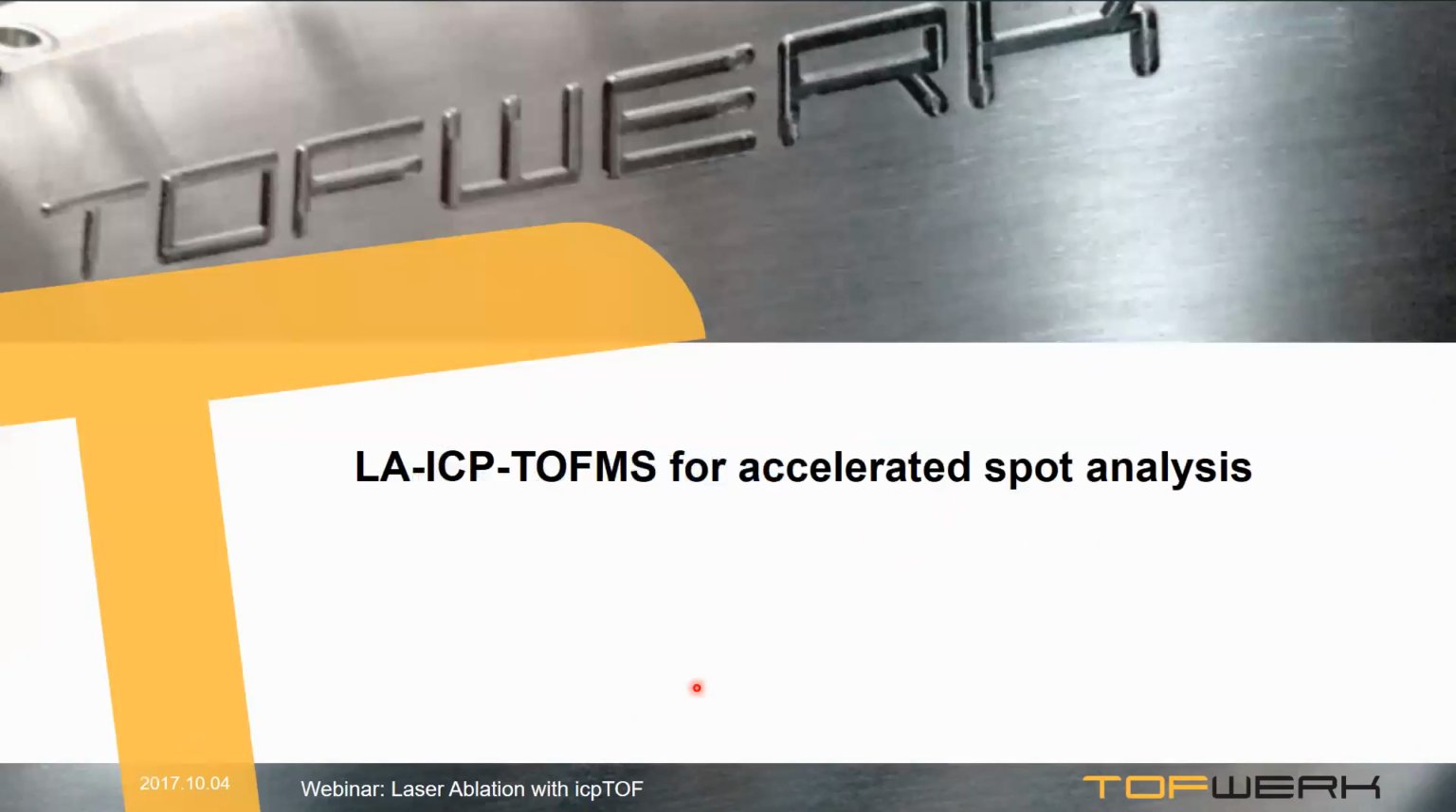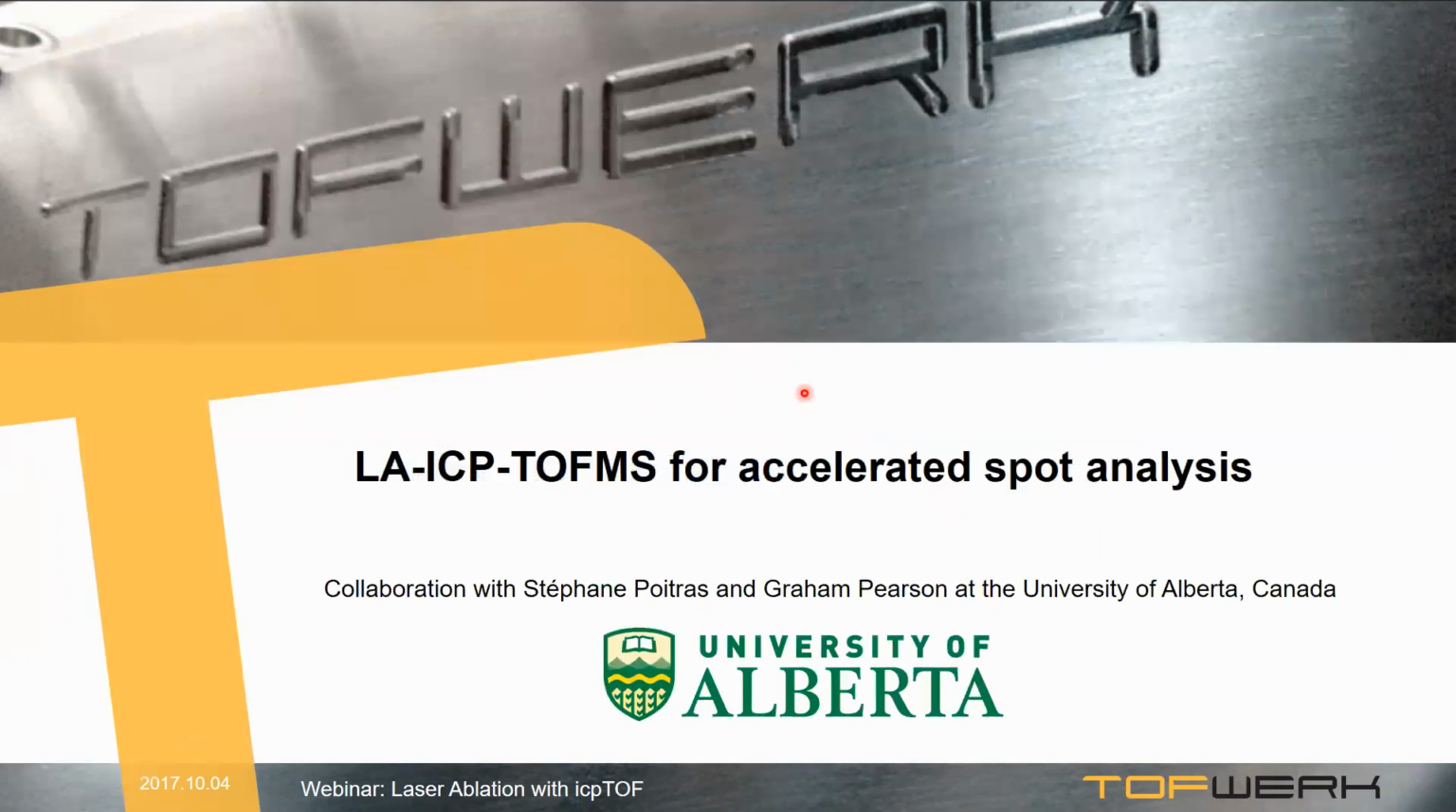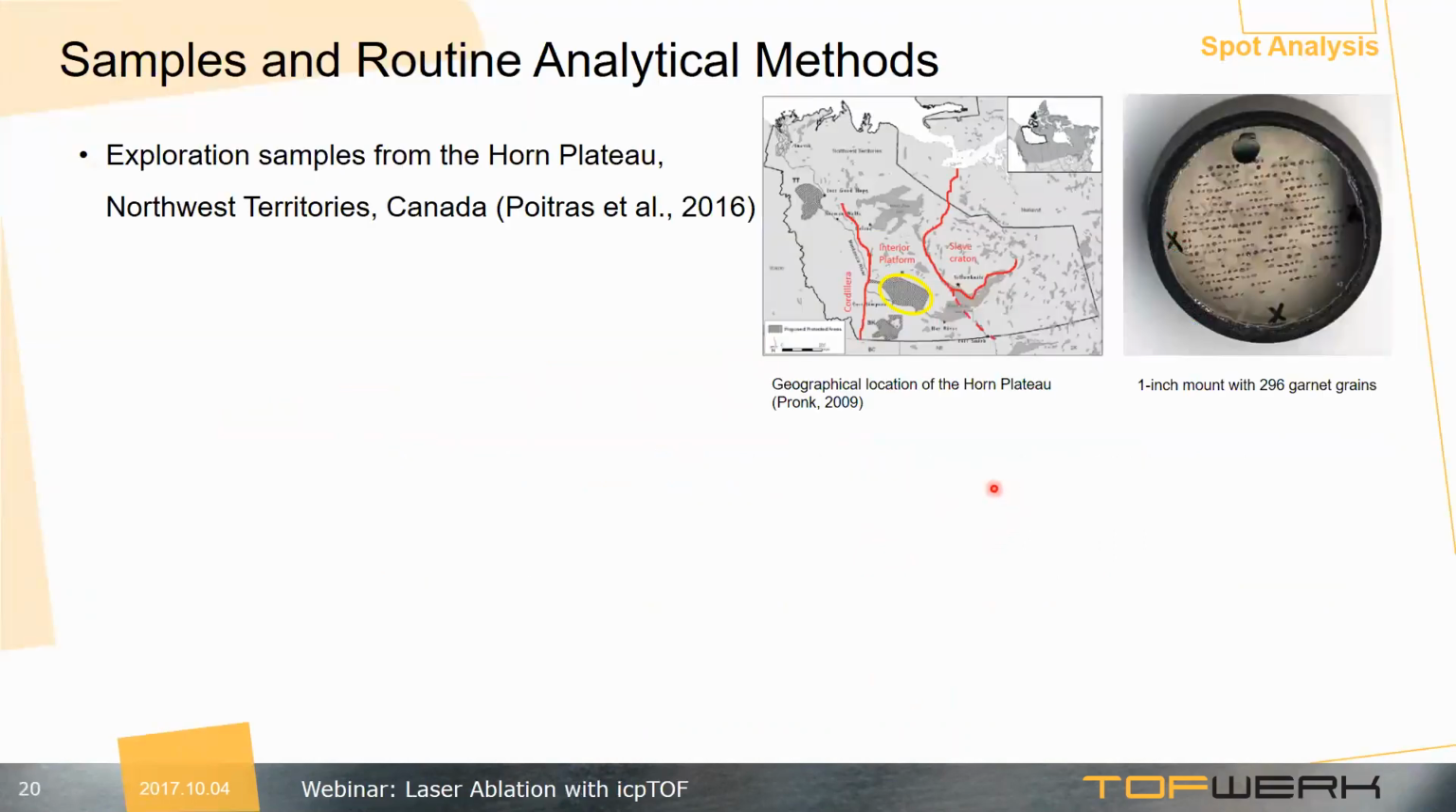All right, so that was it for the high-speed imaging. Now let's look at how we can speed up normal spot analyses by using the icpTOF in combination with these fast washout cells. The example that I will show you here is a collaboration with Stefan Poitras and Graham Pearson at the University of Alberta. They provided us again with samples of garnet, and in this case, these were exploration samples that were collected all the way in northern Canada.